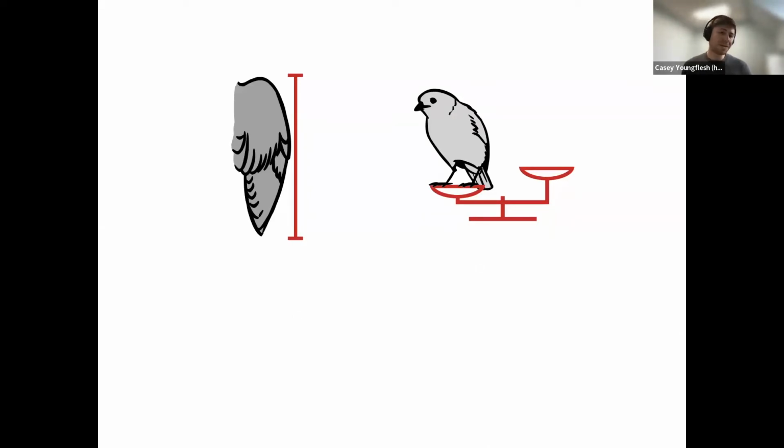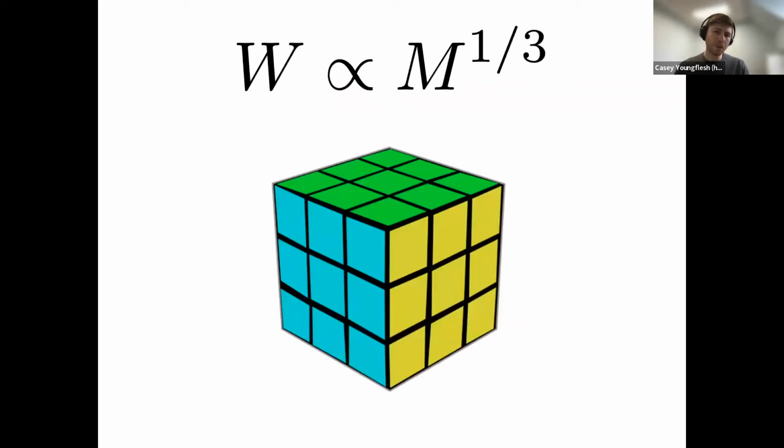Based on what we know about scaling rules in the natural world, we don't expect wing length to scale with mass one-to-one. We actually expect wing length to change as the cube root of mass. This is what's called a power law relationship. This equation says wing length W is proportional to mass M to the 1/3 power, or the cube root of mass. This is one of those scaling rules that we see widely in nature.